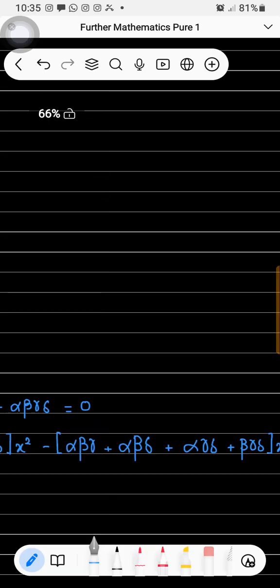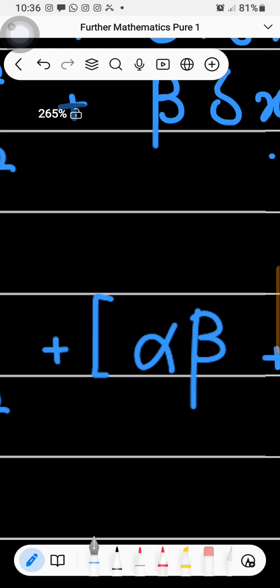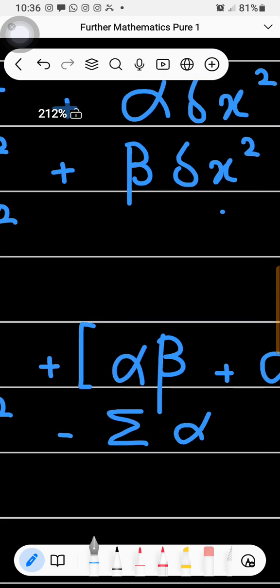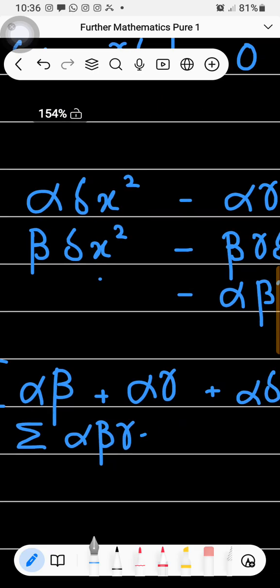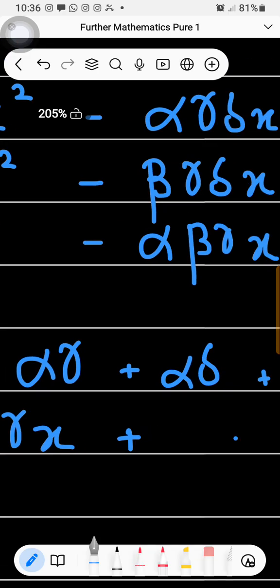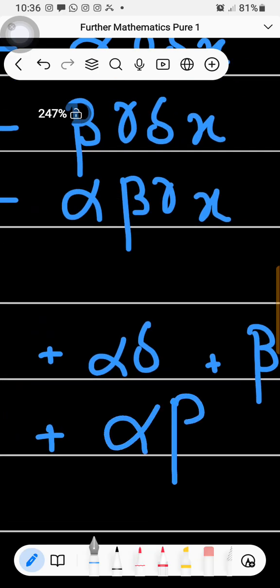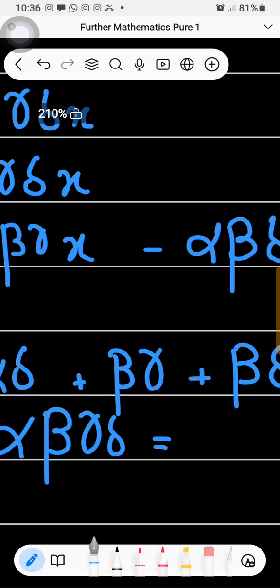Then here is alpha beta gamma plus alpha beta delta plus alpha gamma delta plus beta gamma delta, and minus is here, so I will write minus sum of alpha beta gamma x, and in the end we will write alpha beta gamma delta equal to 0.